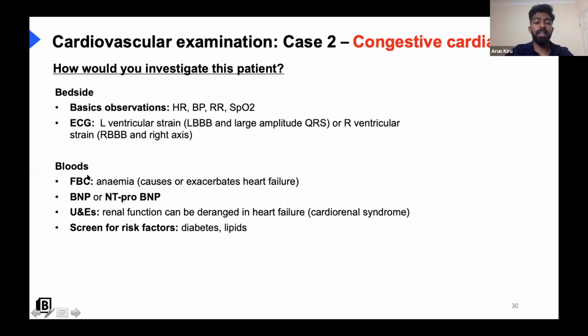Then moving on to bloods, I like to do an FBC to look for anemia, because if you're already anemic, then you've got shortness of breath from heart failure, that's all going to be exacerbated. A BNP or your pro-BNP, these are both markers of heart failure. So they're raised in heart failure with different cutoffs. U&Es, because if you've got retained fluid, you get cardiorenal syndrome, so the U&Es become raised. And then look for risk factors. So for example, HbA1c for diabetes, lipid profile to check that the patient's not got hypertriglyceridemia or cholesterol levels that are raised.